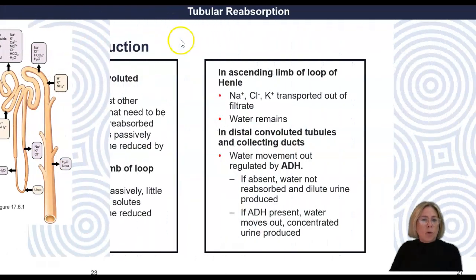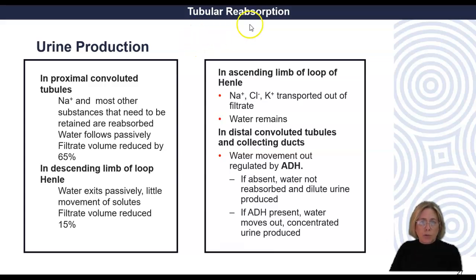And so if we look at this overall summary of tubular reabsorption and the role that it plays in urine production, in the PCT, sodium and most other substances that need to be retained are reabsorbed. Water follows passively, and as I've mentioned a couple of times, the filtrate volume is reduced by 65%. In the descending limb of the loop of Henle, water exits passively. There's very little movement of solutes, but by the end, when you get right down to that U-bend of the loop of Henle, the filtrate volume is reduced by another 15%.